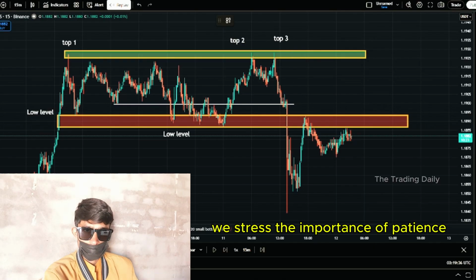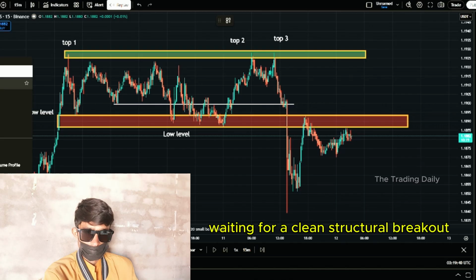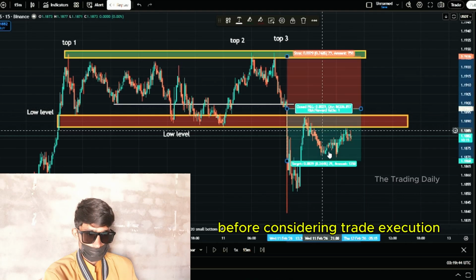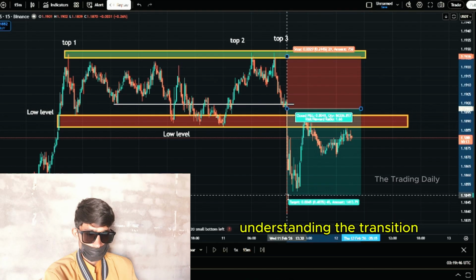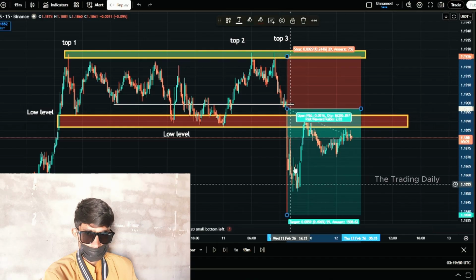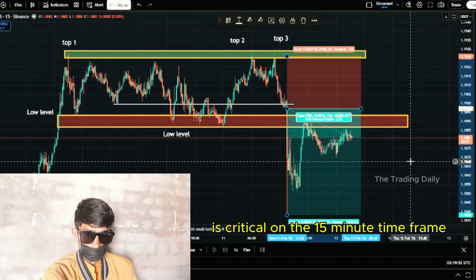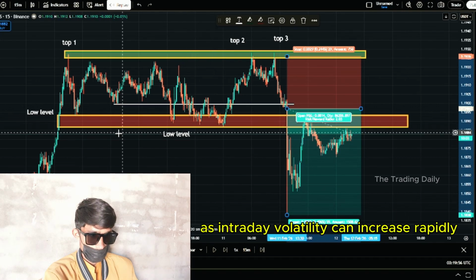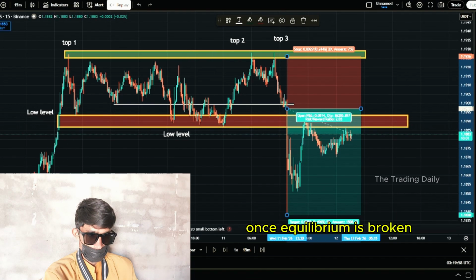We stress the importance of patience during consolidation, waiting for a clean structural breakout supported by momentum before considering trade execution. Understanding the transition from consolidation to expansion is critical on the 15-minute time frame, as intraday volatility can increase rapidly once equilibrium is broken.